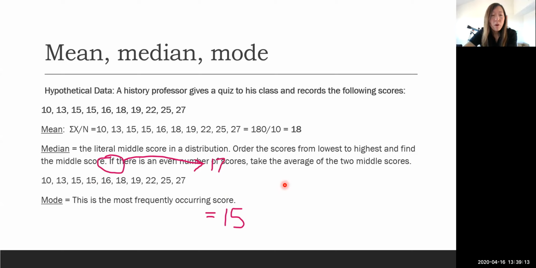Okay, so for the mode, this is the most frequently occurring score. So if you look, you can see that 15 occurs twice, and there's no other scores that occur twice or more than twice, so that means 15 is your mode.